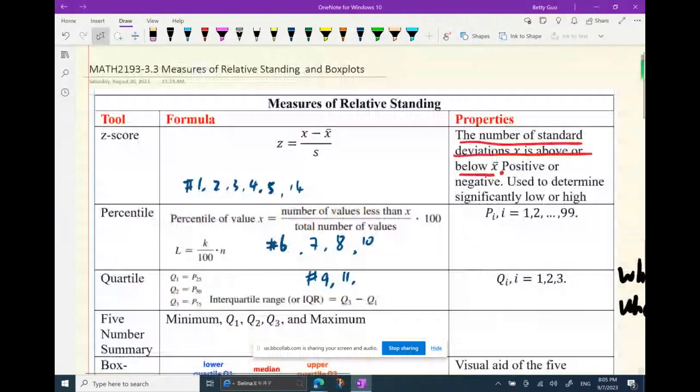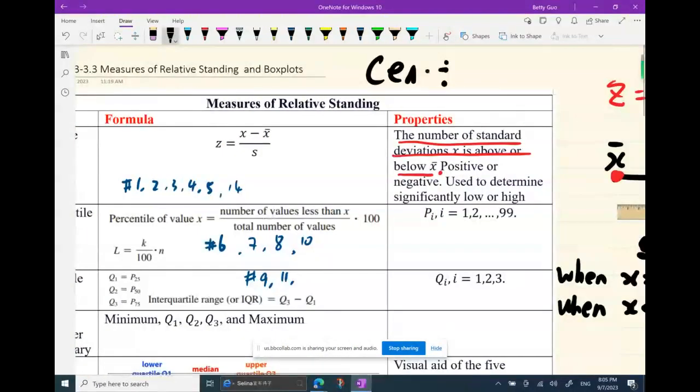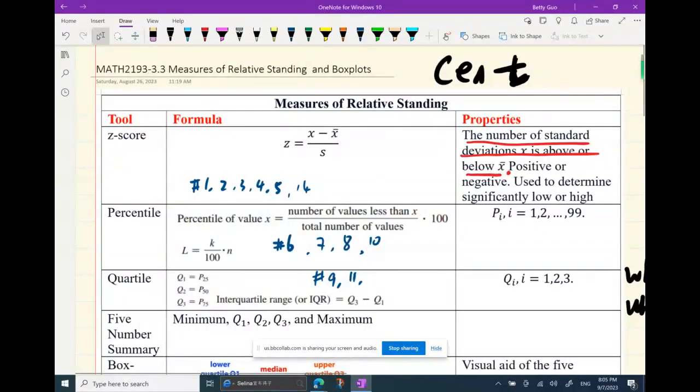Let's move on. The second measure of relative standing is the percentile. We all know percent is like 100, right? Cent here means 100. How many years in a century? We have 100 years in a century. So cent here means 100. Also, we have 100 cents in a dollar. So cent here means 100.